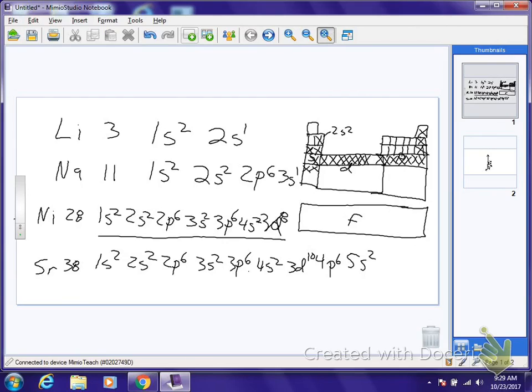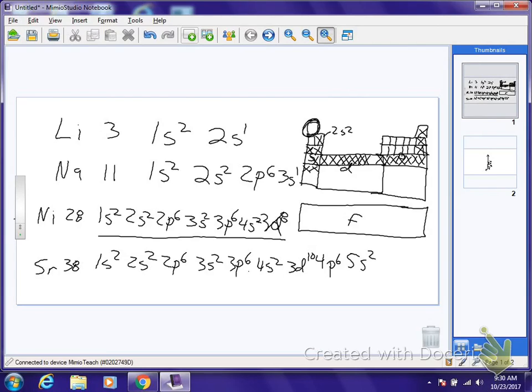Make sense? Now, we do not want to go through that every time we do elements, especially when we get farther down the periodic table. Lithium's fine. We can do it that way. We can start with hydrogen. Sodium's fine. We can do that way. It's not a stretch. When we get down to nickel and strontium, there's an easier way to do those. And the easier way to do them is to not start with this element every time, because it becomes long and laborious.